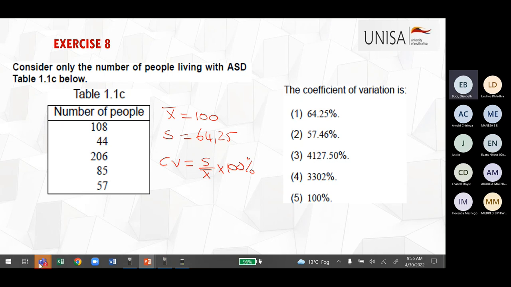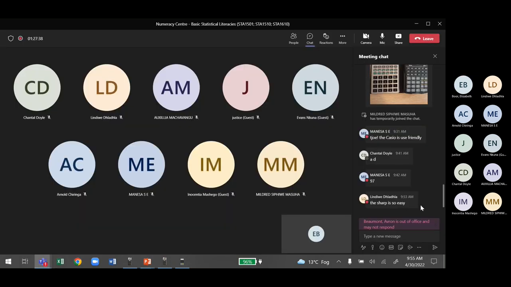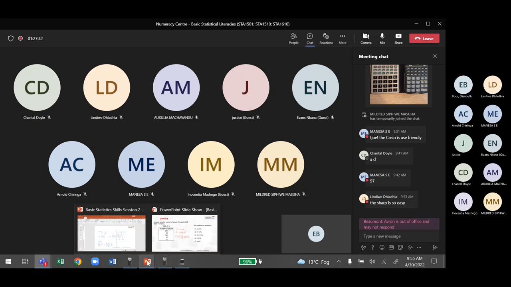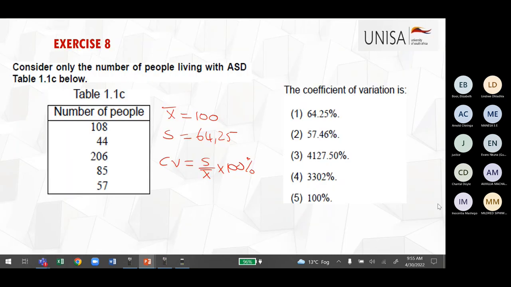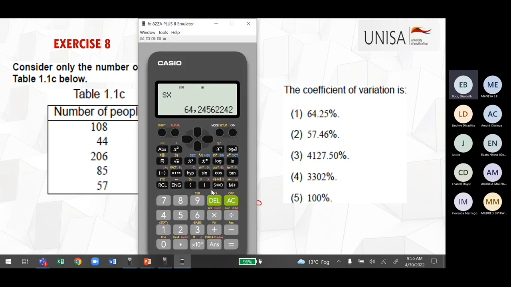We have the answer. Yes, Sharp is easy. Option one: 64.25. I'm going to show you on the calculator as well. 64.25 divided by 100, multiplied by 100, the 100s cancel, and the answer will be 64.25%. So which is the same.